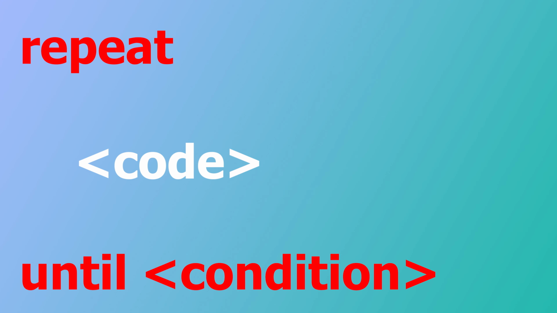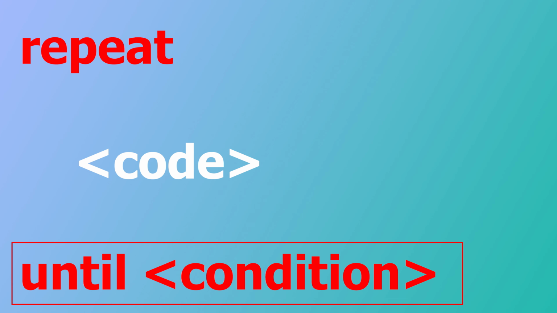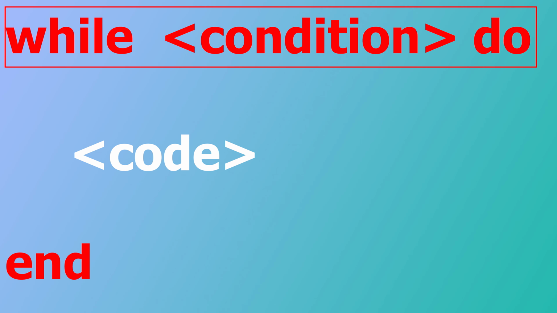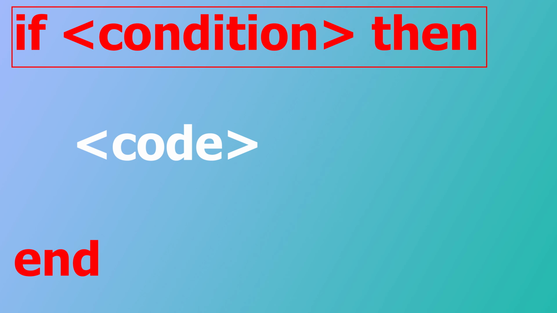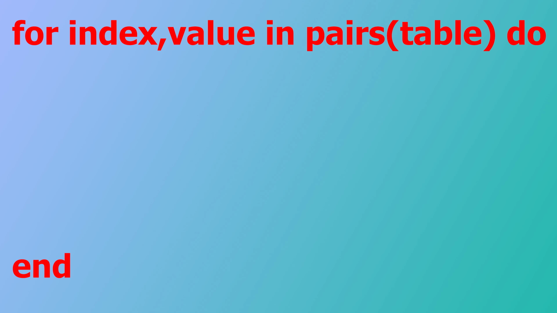Alright, what did we cover? Repeat until loops will loop through the code inside the loop until the condition is met. While loops will loop through the code while the condition is met. If statements will run code if a condition is met, but only once. And for loops will run a determined amount of times according to a fixed variable or a table or array.